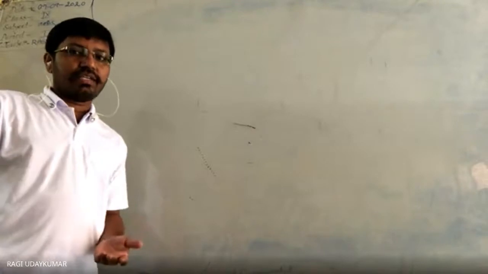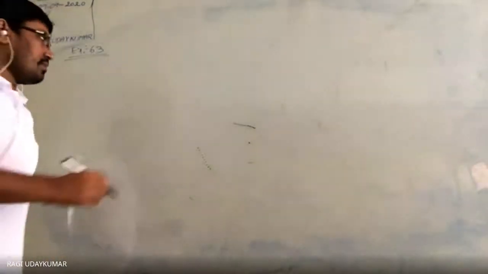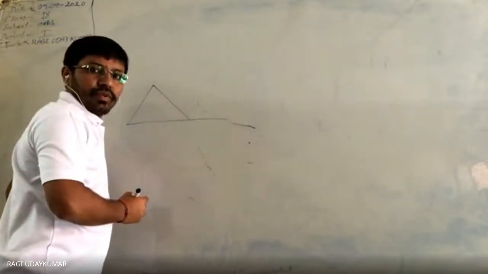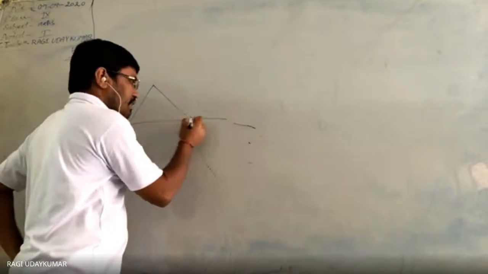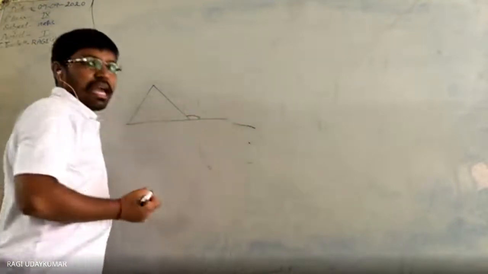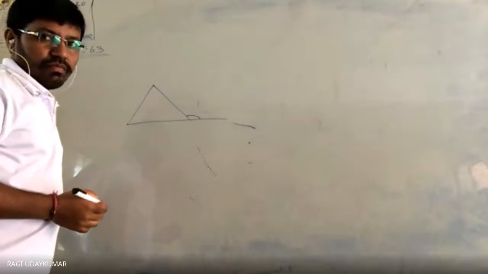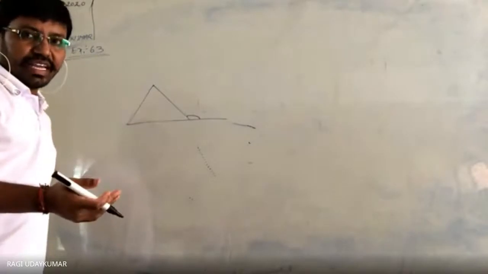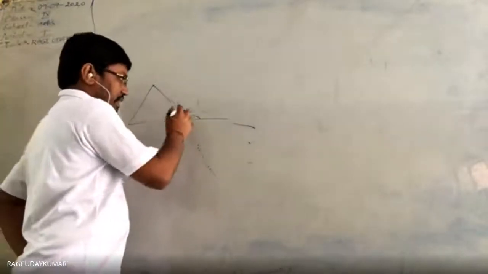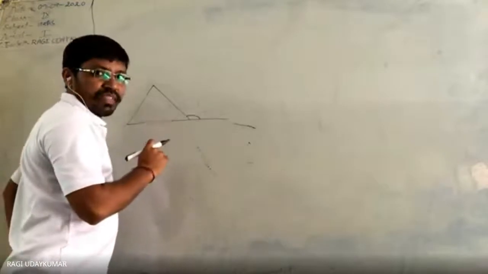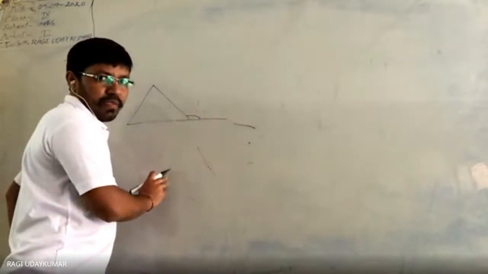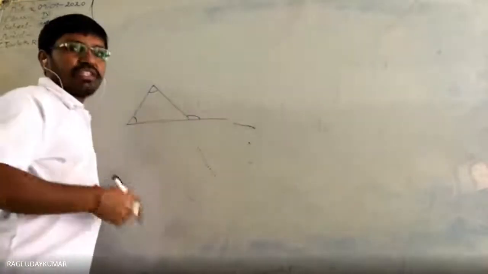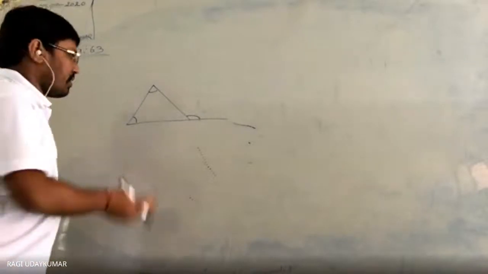Which angle is called the exterior angle? Suppose you take a triangle, and one side is produced. Then the angle you get outside, in the exterior part of the triangle, with one side of the triangle, is called the exterior angle. This angle is the exterior angle, and for this angle, the interior opposite angles are these two. So the exterior angle is equal to the sum of the interior opposite angles.